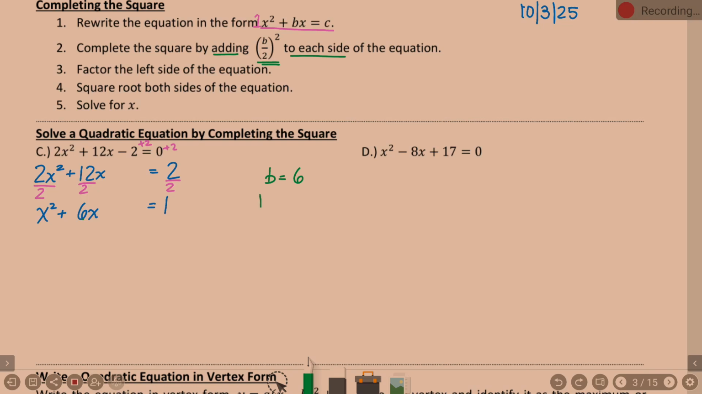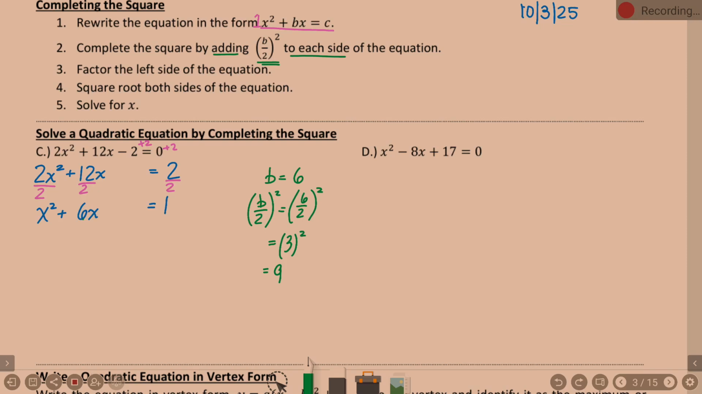Now, if b is 6, remember we need to figure out what is b divided by 2 squared. So in this case, that means I'm doing what? 6 divided by 2 squared. 6 divided by 2 is 3, or it's the same thing as saying half of 6. And 3 squared is 9.